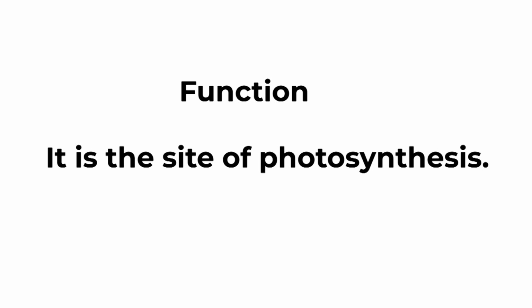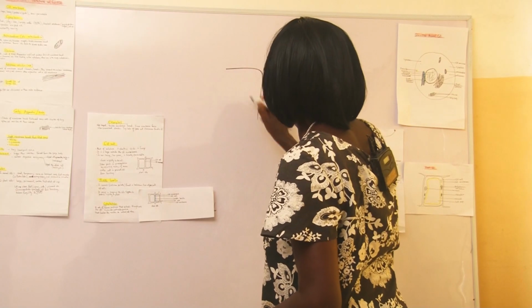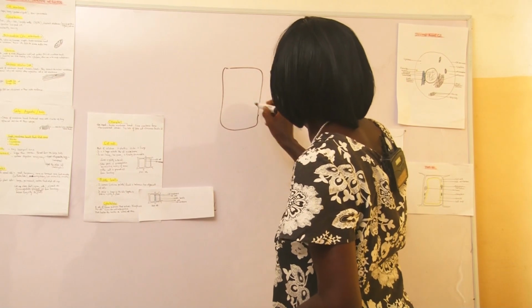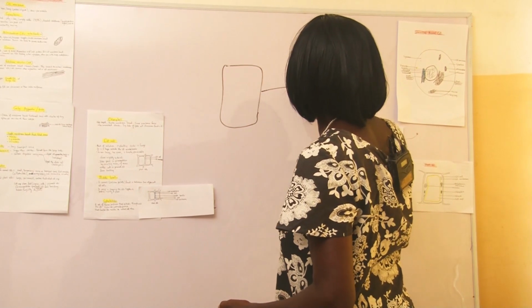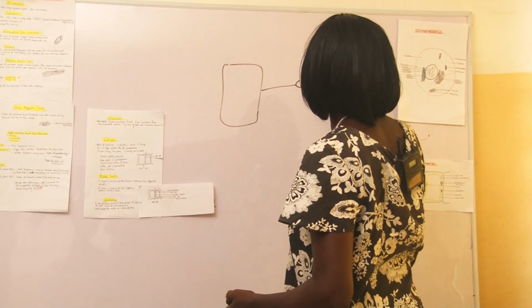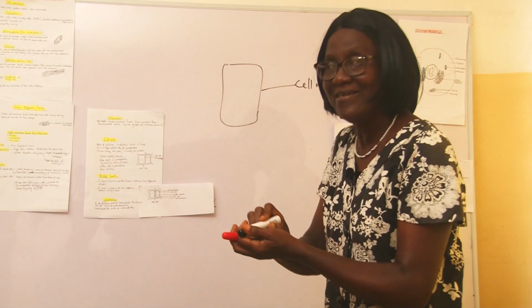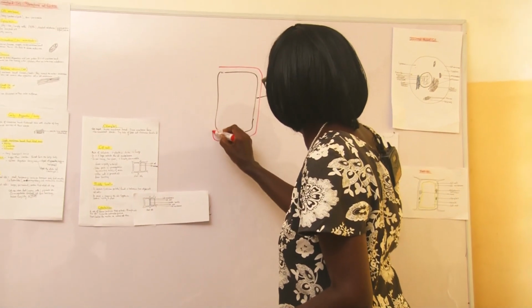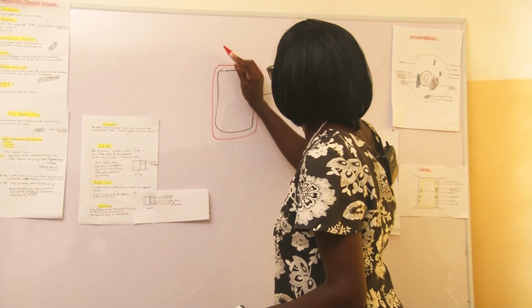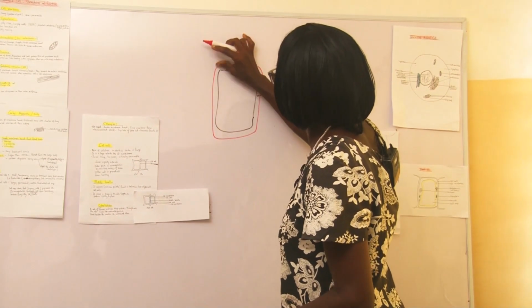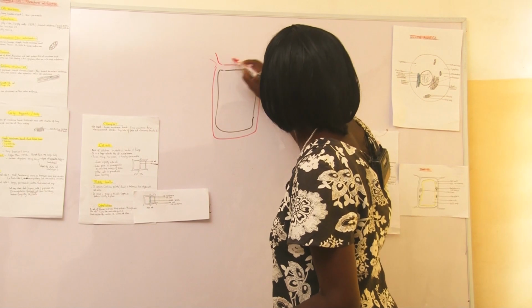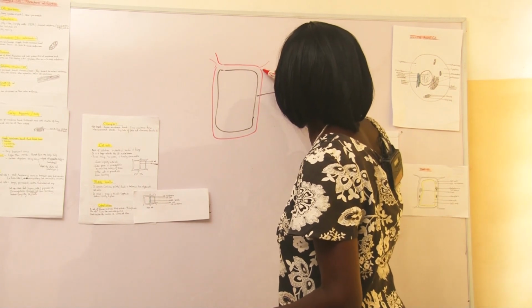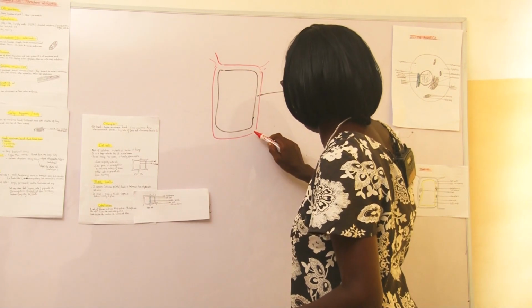Then we have cell walls in plants. You have this cell membrane. This is a cell membrane. And in plant cells, you have the cell wall. All right? Okay. Now, plant cells are drawn with the cell wall at the end. You have the cell wall.